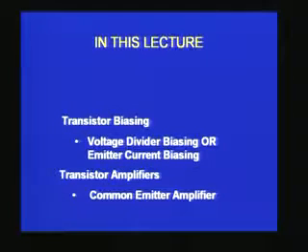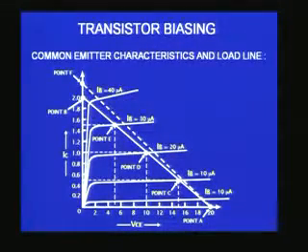Now in this lecture we will try to look at one other very important biasing scheme, which is called the voltage divider biasing or emitter current biasing. We will also perhaps be able to see the basic principle of a simple RC coupled amplifier made use of common emitter configuration of a transistor. So this is what we planned during this lecture, and now when I say biasing, you all know by now, I am sure, what we mean by that.